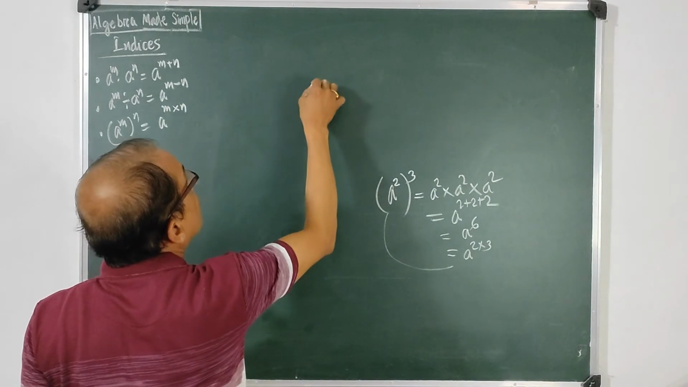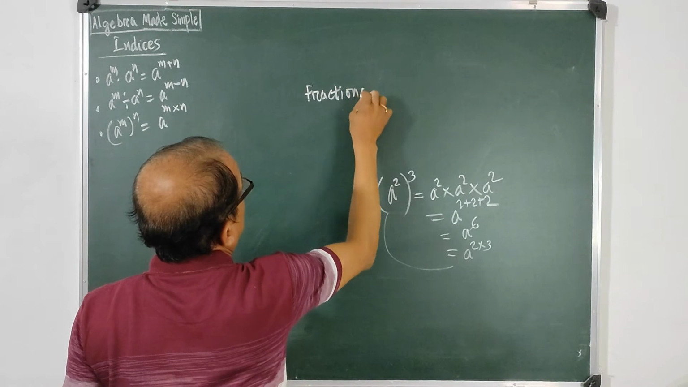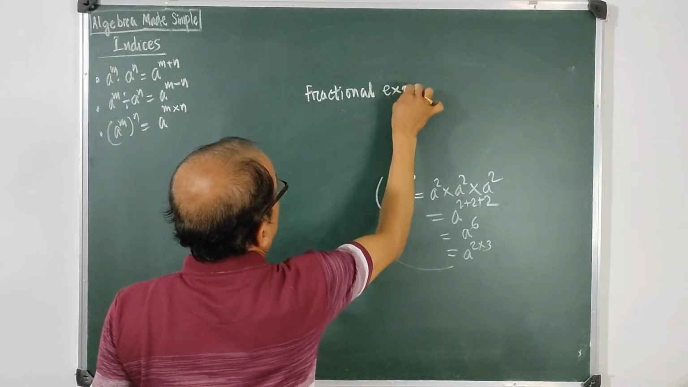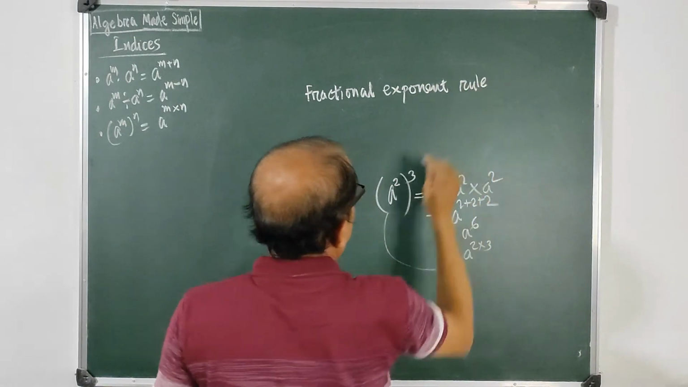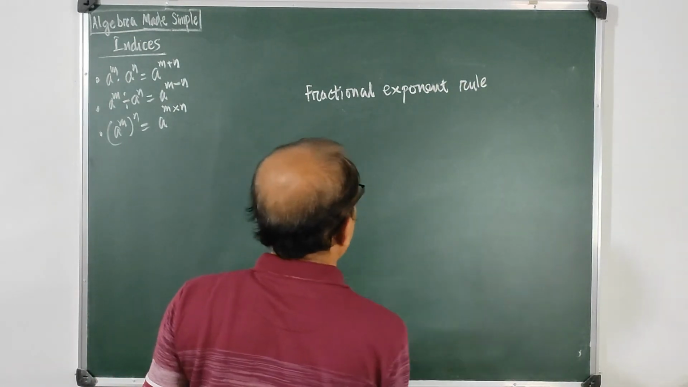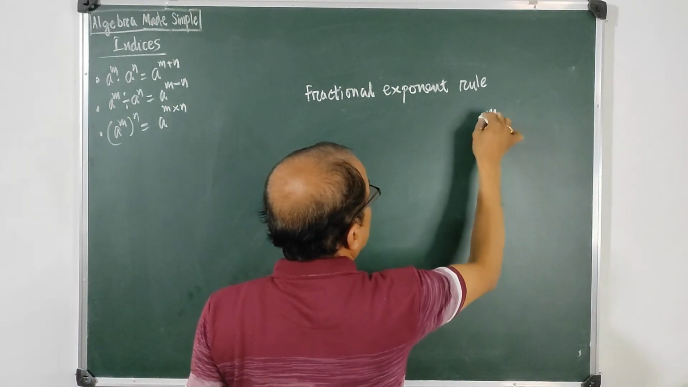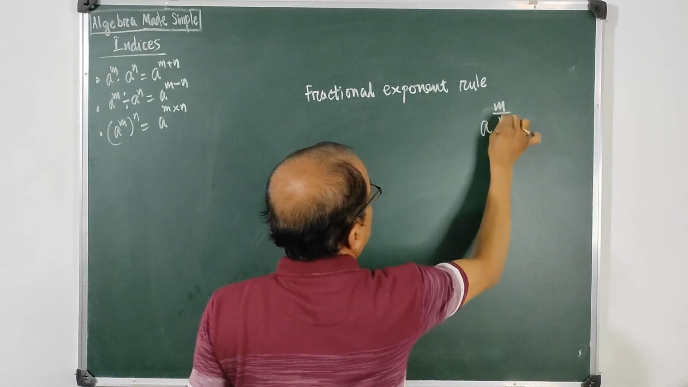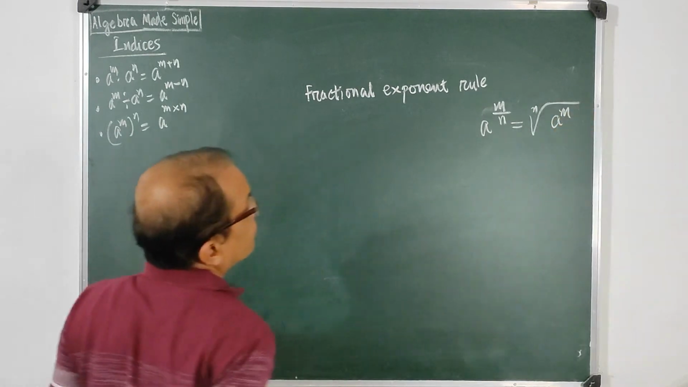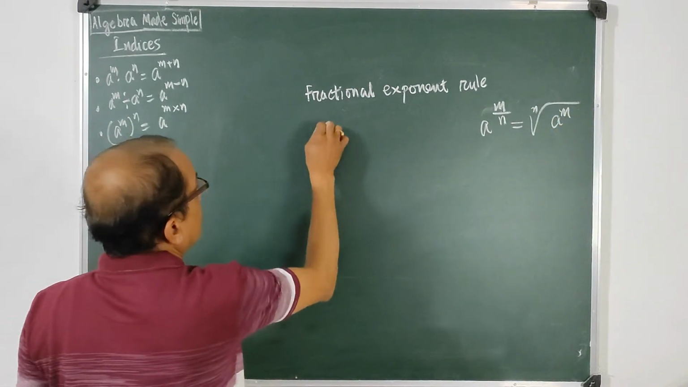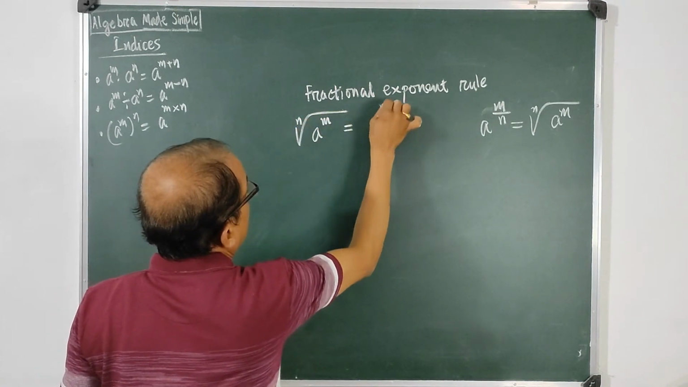Then comes the fractional exponent. What is that? We can write a to the power m upon n as the nth root of a to the power m, or the nth root of a to the power m is a to the power m by n.